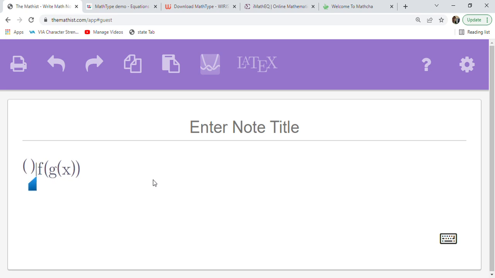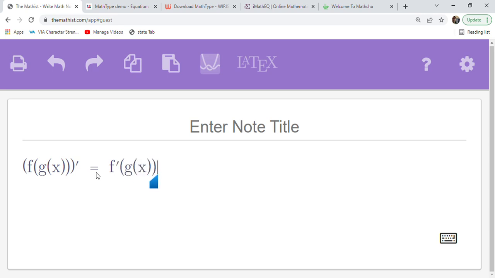Now, a popular notation we have for this derivative is prime. So this prime symbol means that this is a derivative I have right here. So I'm trying to take the derivative of f of g of x. What is the derivative of that? What is the derivative of a function of another function? Well, as it turns out, that's f prime of g of x times g prime of x.